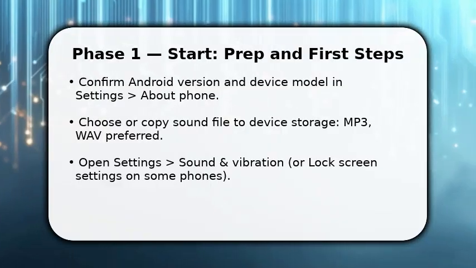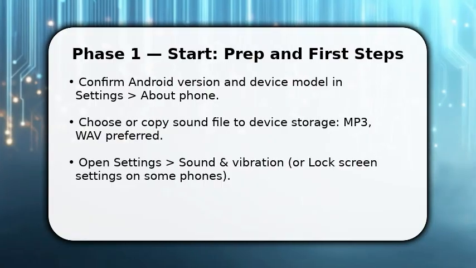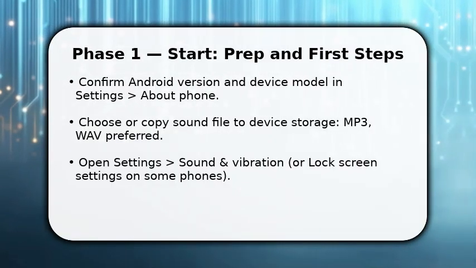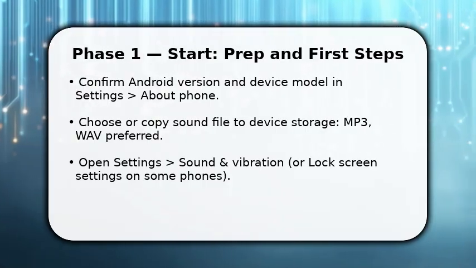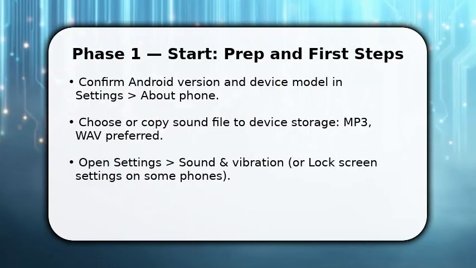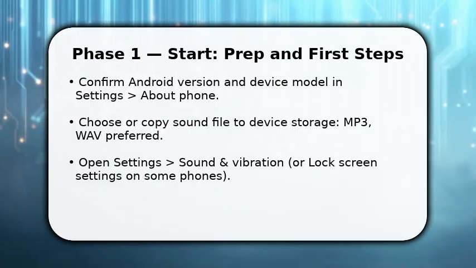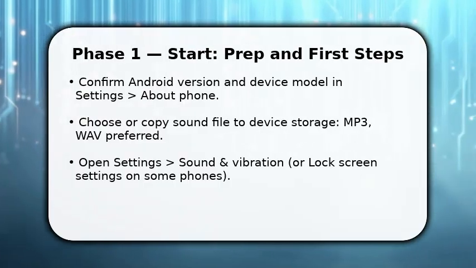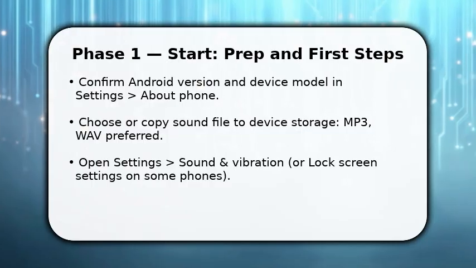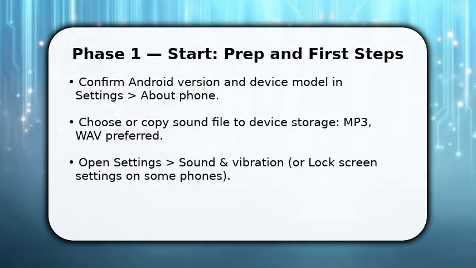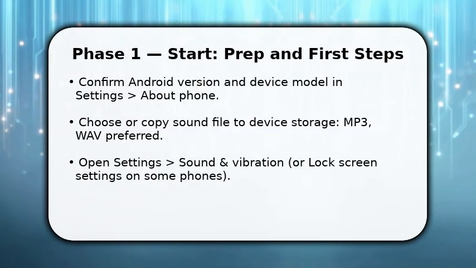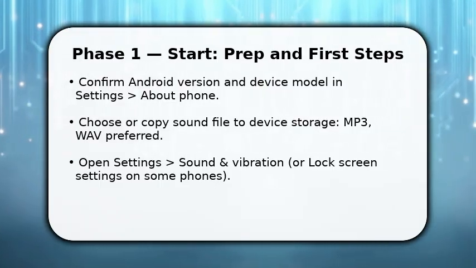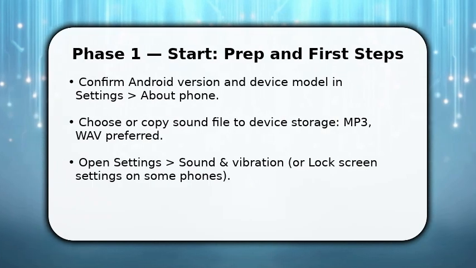You start now, confirm your Android version and have a compatible audio file on the device. Once the file is copied to downloads or music, open Settings and go straight to Sound and Vibration or Lock Screen Settings. If you don't see Lock Screen Sound, use the search icon in Settings and type Lock Screen Sound. Make sure the file is MP3 or WAV. Android often ignores unsupported formats. You're preparing everything, so the next step can change the system mapping without detours.